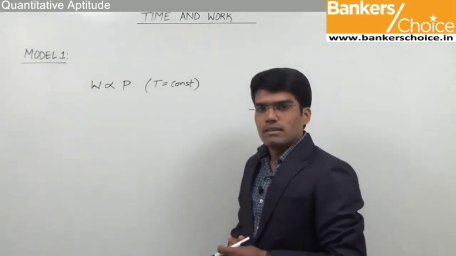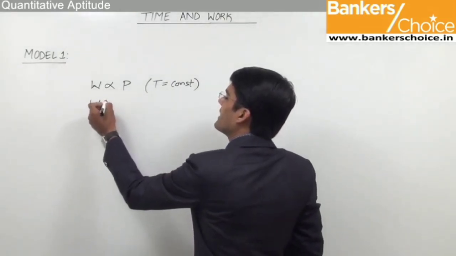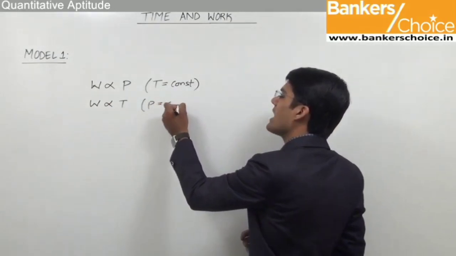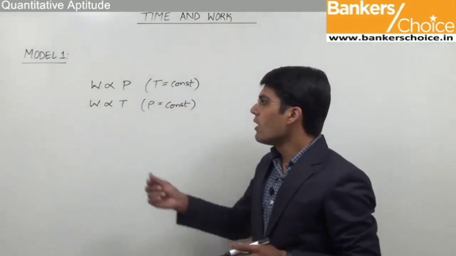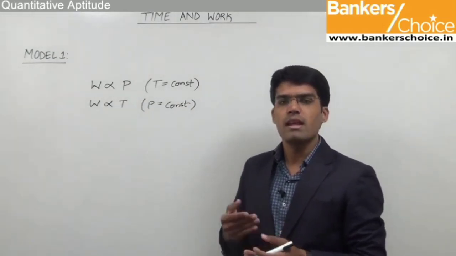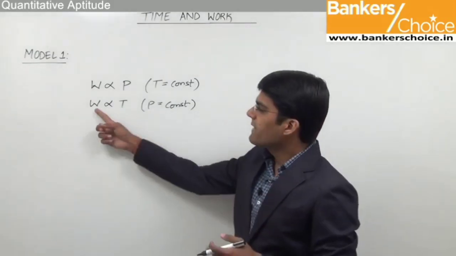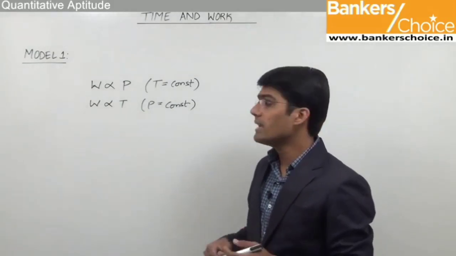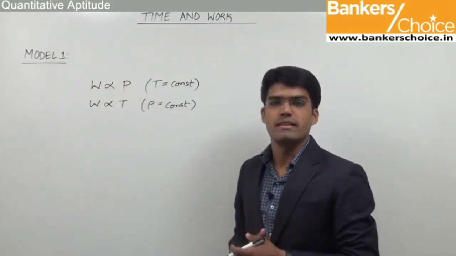The other relationship here is between work and time. We can say that work is proportional to time when the number of persons is constant. So when the number of persons doing the work is not changing, work is proportional to time. For more work, more time is required, and for less work, less time is required. Which means as the work increases, the time required to do the work also increases. And similarly, as the work increases, the number of persons required will also increase.